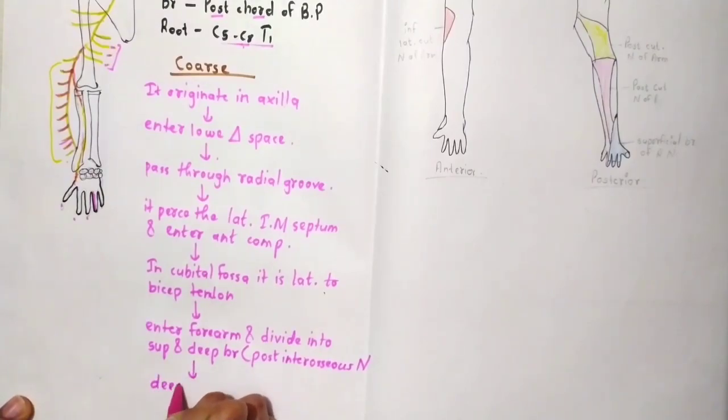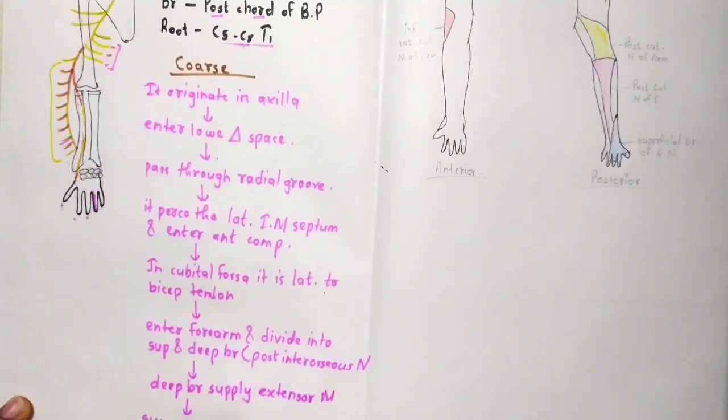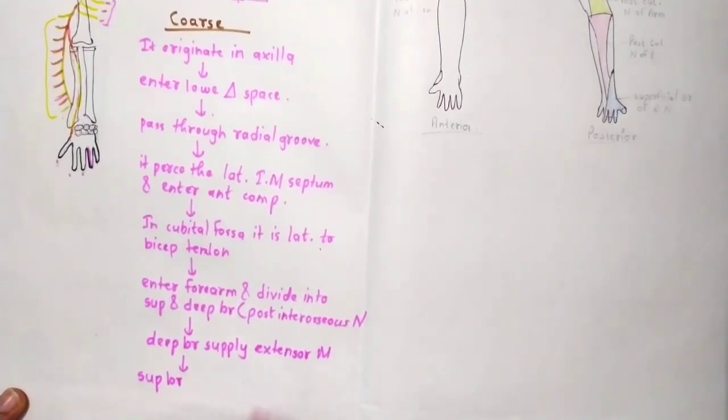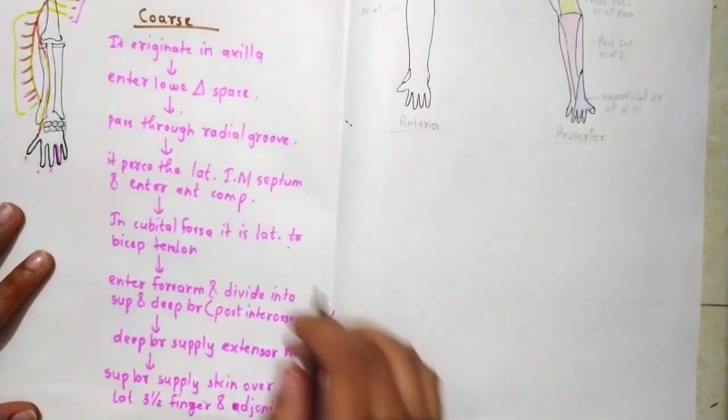So the deep branch supplies the extensor muscles and the superficial branch supplies the skin over the lateral 3.5 fingers and adjoining skin. Okay, so now we'll see the branches.